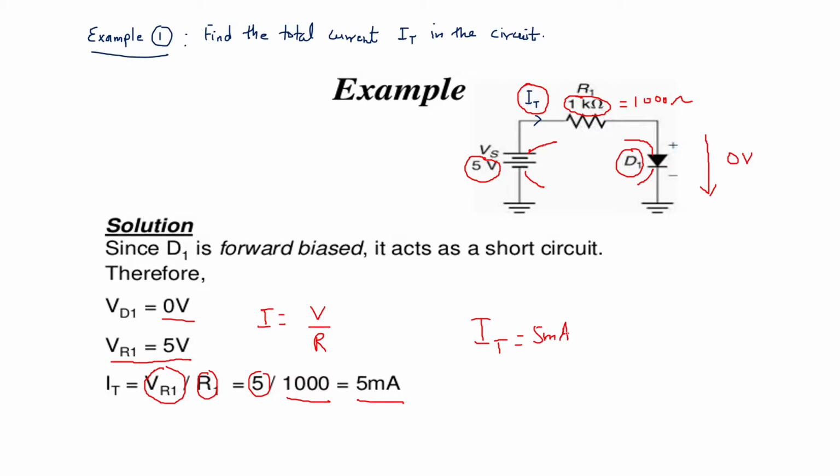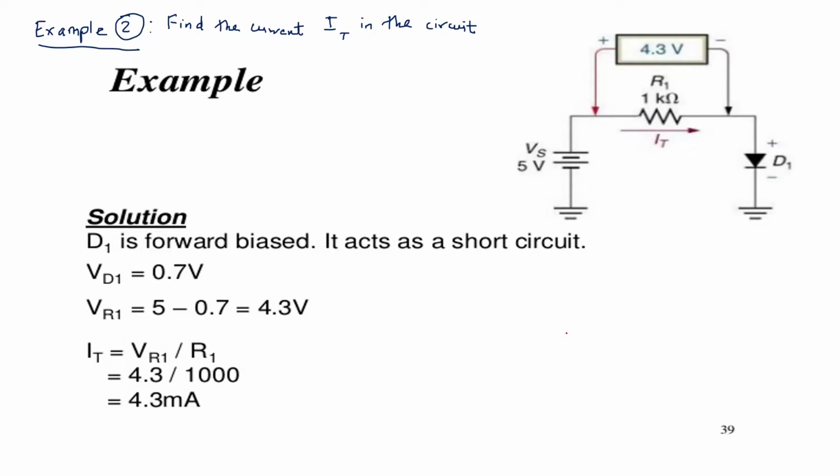Now here we have taken the diode as an ideal diode. In our next example, we will see the same type of circuit, and we will take the diode as a practical diode, and in that we will see the potential barrier of that silicon diode. Now in this example also, find the current IT in the circuit is given. Here also the applied voltage is 5 volt and the resistance is 1 kilo ohm, that is equal to 1000 ohms, and the diode is forward biased.